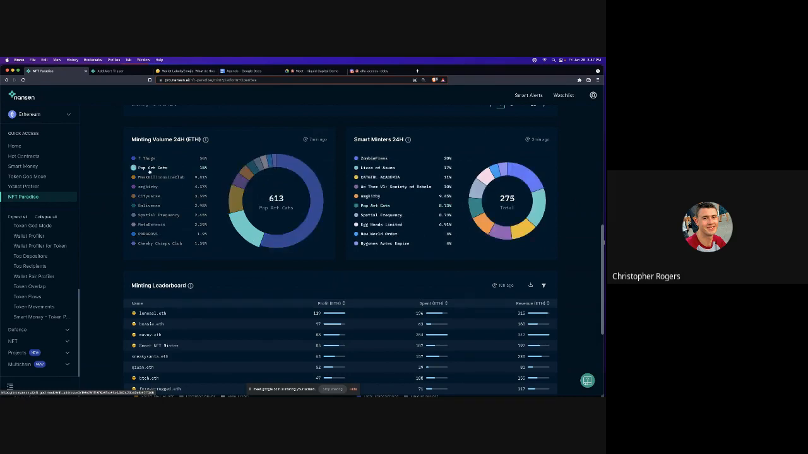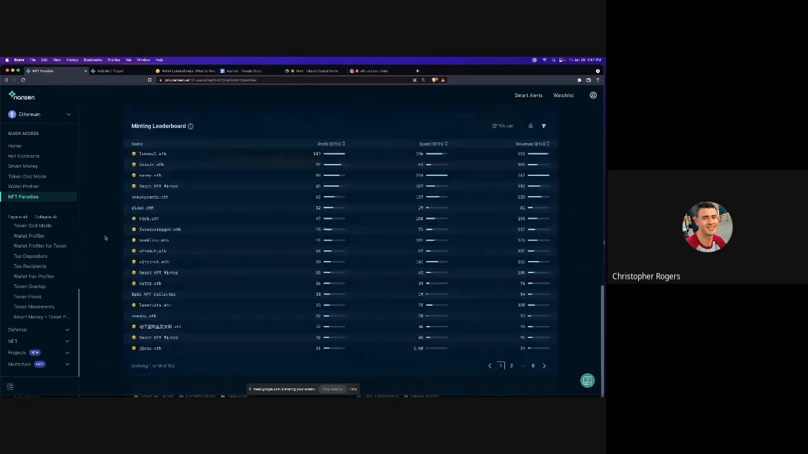But for example, we see T-thugs had the high FOMO level and the amount of volume in mints, but we don't see too many smart money minters minting that project. So just something to keep in mind. And then coming down a little bit further, fairly straightforward data here. We can see the minting leaderboard, get a better understanding as to how profitable these minters were relative to their revenues and the amount of ETH spent.